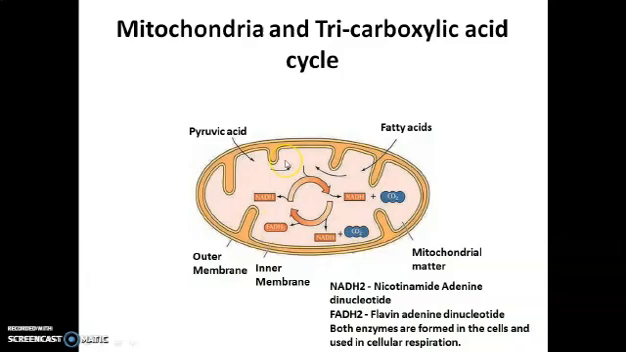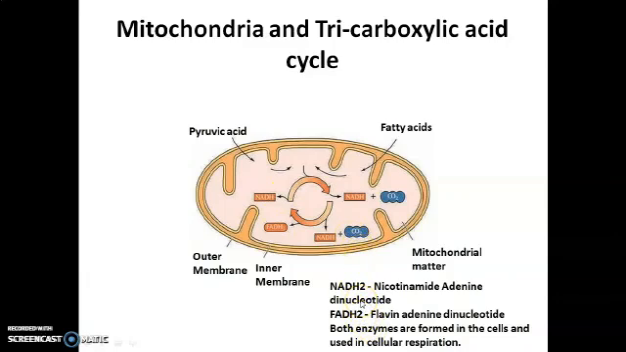As you can see, this is the diagram of the mitochondria and how the tricarboxylic acid cycle takes place here. This is the outer membrane, this is the inner membrane and the mitochondrial matrix. And you can see the entry of the pyruvic acid, how it is getting processed here in the form of a cycle. As you can see, it's a circle. Okay, and we can see the formation of NADH2, FADH2 and carbon dioxide.